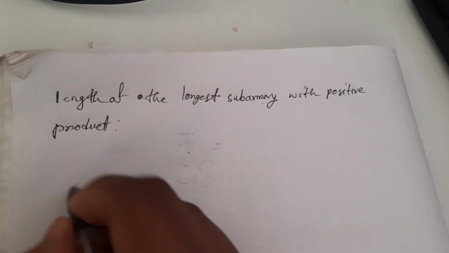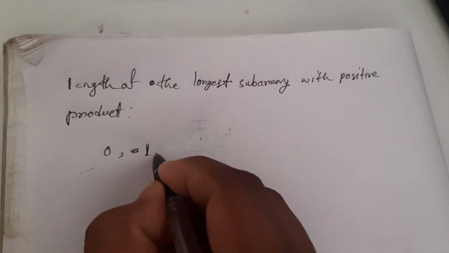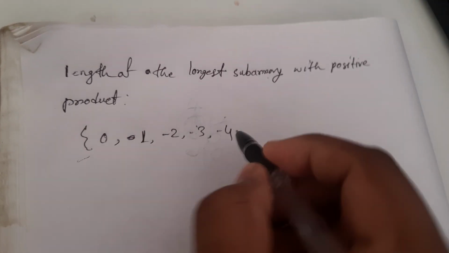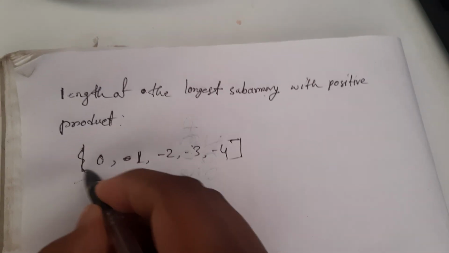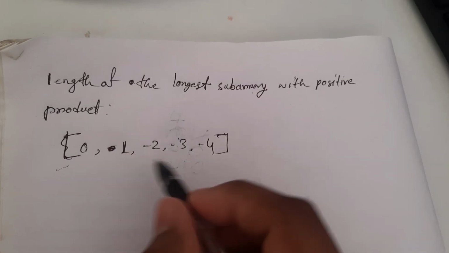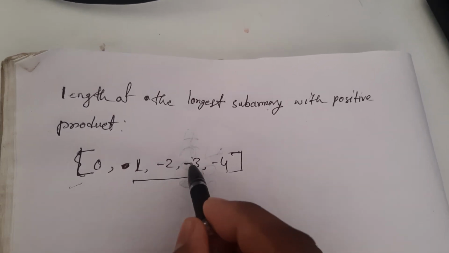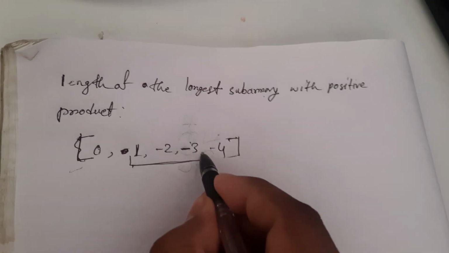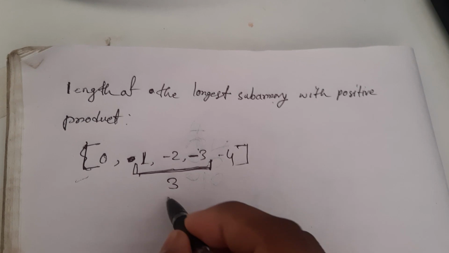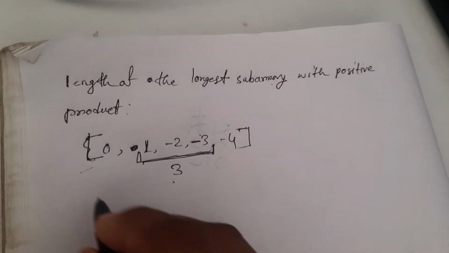So if you take an example like 0, 1, -2, -3, -4, we need to find the length of the longest subarray with positive product. In that case you can see 1, -2, -3 can give us the longest subarray with positive product, of length 3. So the answer in that case will be 3.